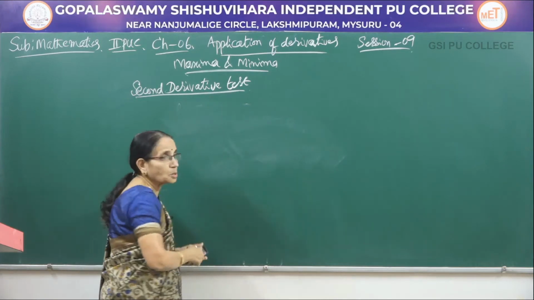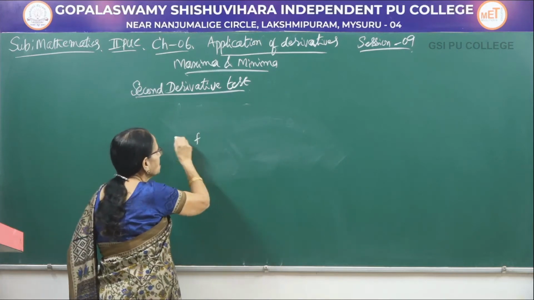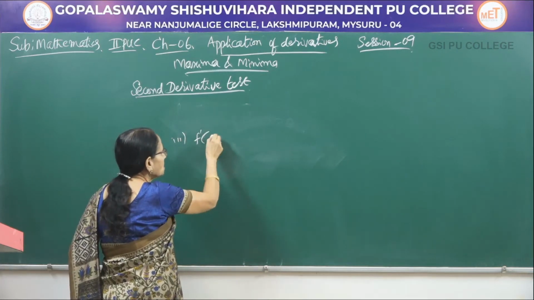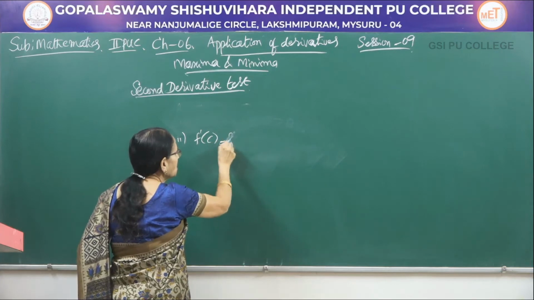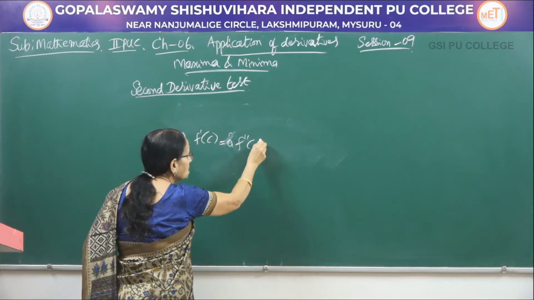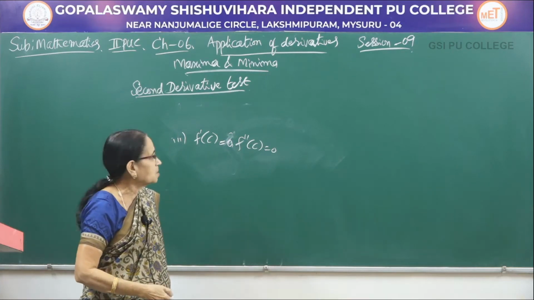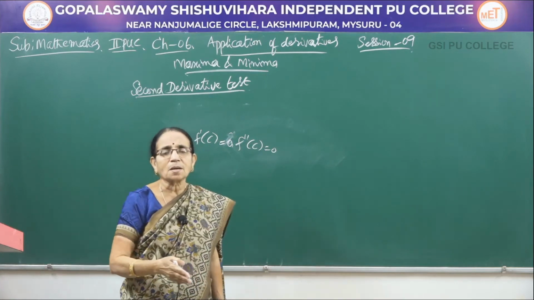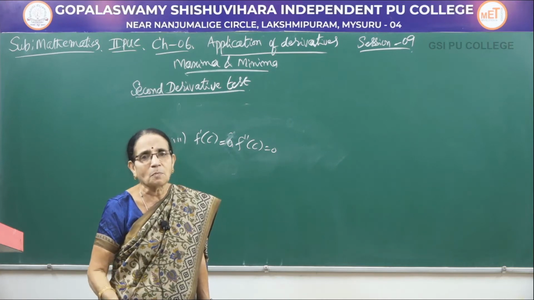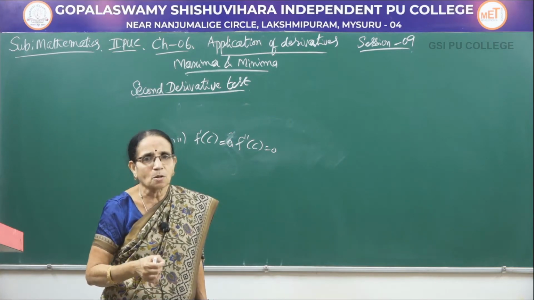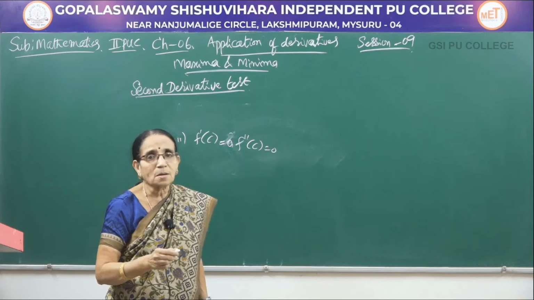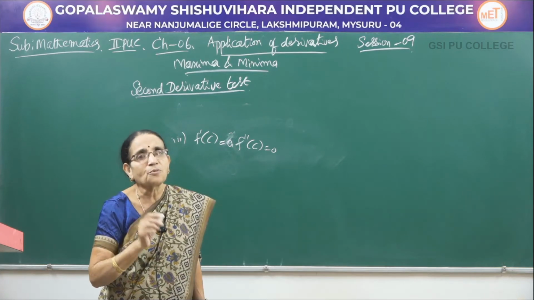What is the third possibility? f dash C is 0 and f double dash C may also be equal to 0 at a particular point C. Then we cannot take it as a maximum point or a minimum point. So it is neither a maximum point nor a minimum point. We call that point a point of inflection.